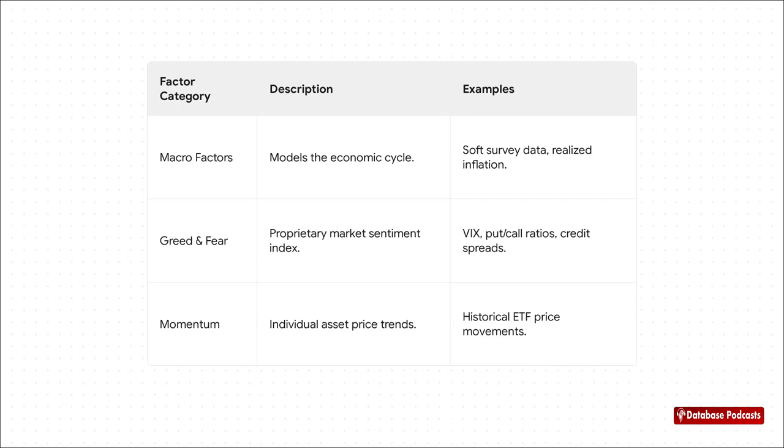To make its forecasts, the SVR model is fed 3 very different types of information to get a really holistic view. First, it gets macro factors to understand the big picture, the overall economic cycle. Second, you give it a greed and fear index to get a read on market sentiment. And third, it analyzes the momentum of each individual asset to understand recent price trends. The real power here is that the SVR can learn the complex, often hidden relationships between all these different drivers to predict what might happen next.